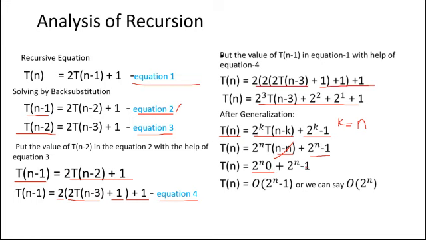So we've got here the big O of 2 raised to n minus 1, or we can say that the time complexity of this formula is the big O of 2 raised to n.